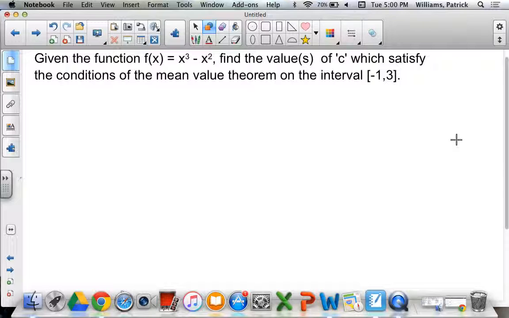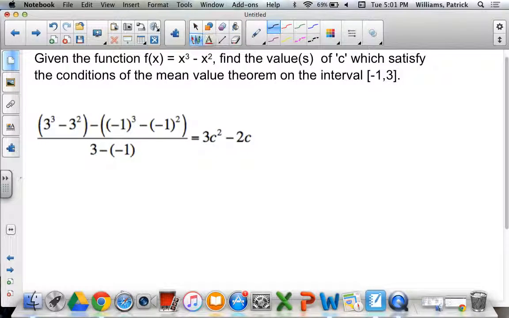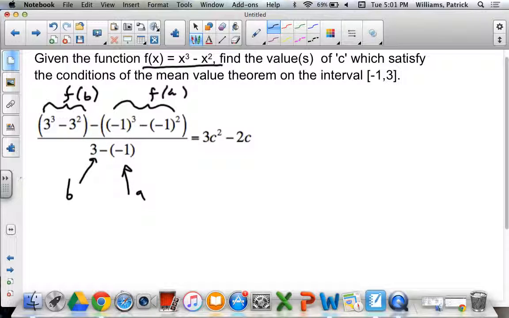All right, so if you were able to try to work this out, the first thing you should have done was to evaluate our average rate of change and our instantaneous rate of change. So our average rate of change is going to be over the interval. Again, this right here refers to f of b. Remember, f is this function x cubed minus x squared. This refers to f of a. And then we have b right here and a right there.